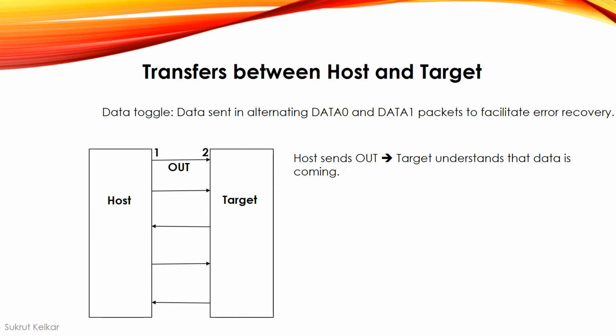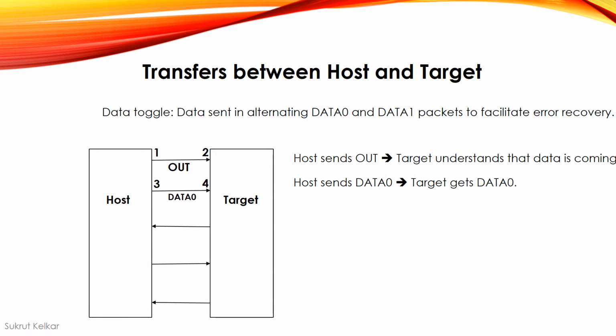Now let's see how the transfer between the host and the target takes place. Firstly, data is sent in alternating data 0 and data 1 packets to facilitate error recovery. The host sends an out signal to the target. When the target receives this out signal, the target understands that the data is coming. The host then sends a data 0 packet to the target.